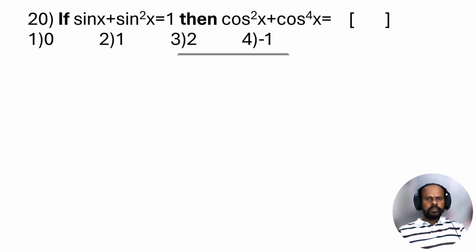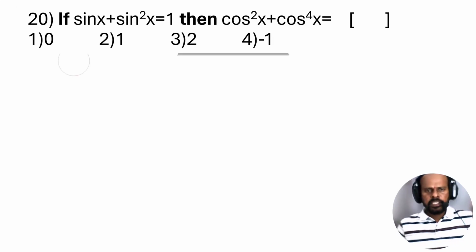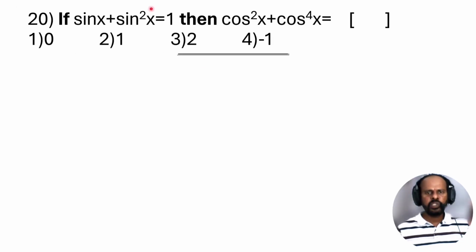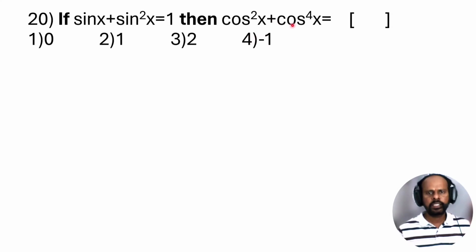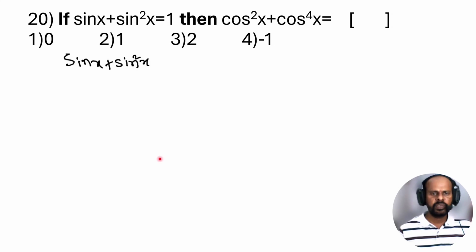Sin x plus sin square x equals 1 is given. We should find the value of cos square x plus cos power 4x. Options are given. So sin x plus sin square x equals 1. Let us take sin square x to that side, so plus becomes minus sin square x. 1 minus sin square x, by identity, is cos square x. So sin x equals cos square x.